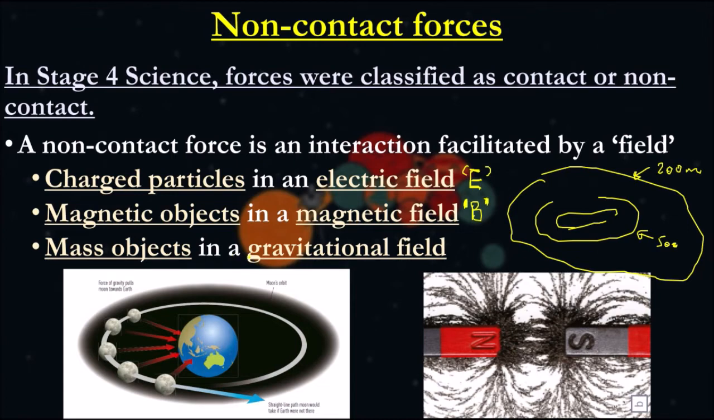And the one we're looking at today is gravitational fields, which is the interaction of mass objects with each other. And that is given as g. Okay.